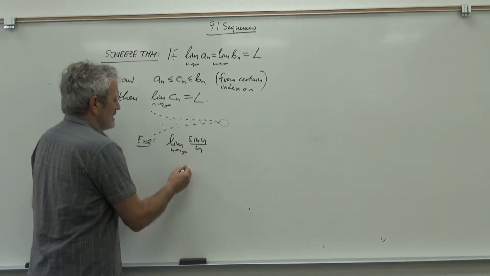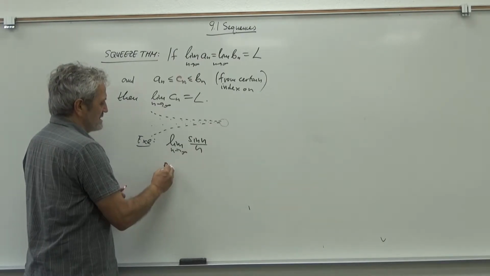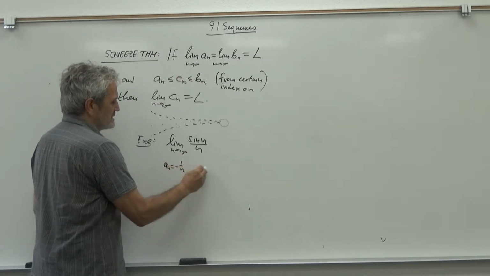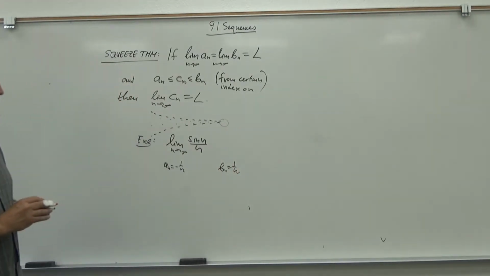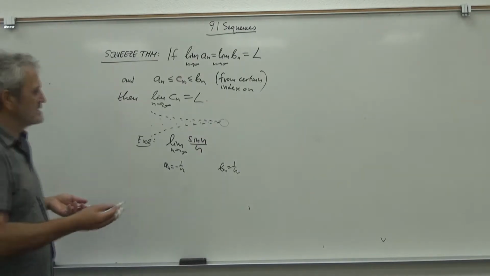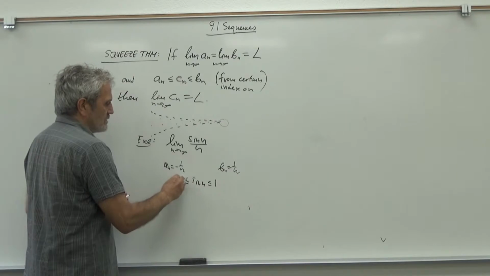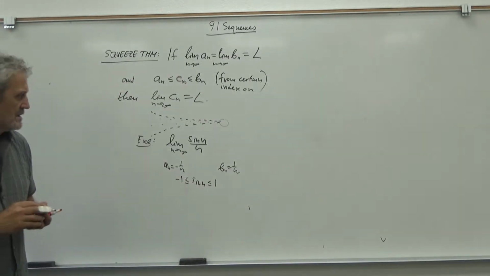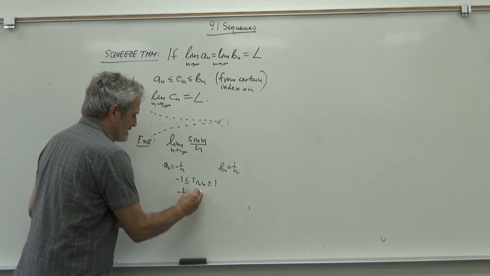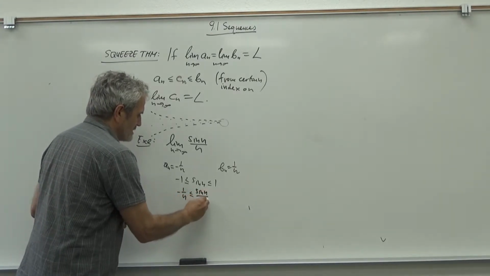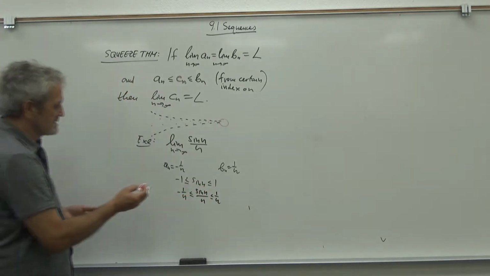We'll choose the squeezers. And who are the squeezers? a_n is negative 1 over n. b_n is 1 over n. And then the conclusion is very easy. We know that sine n is always between 1 and negative 1. That's a well-known property of trig functions. So when we divide by n, which is okay because it's a positive number, negative 1 over n is less than or equal to sine n over n, less than or equal to 1 over n. So those are our squeezers.